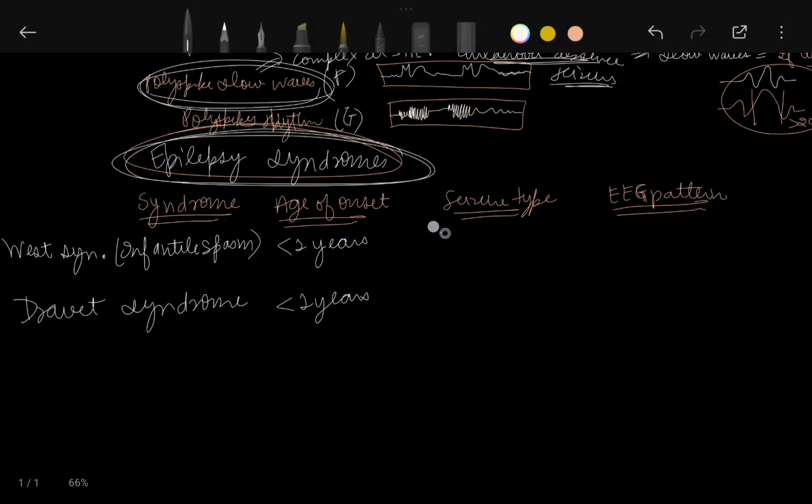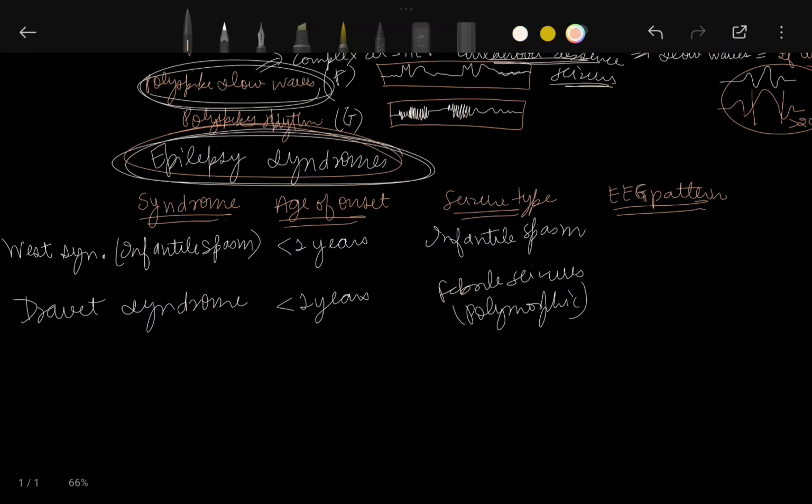The seizure type in West syndrome is infantile spasm. In Dravet, febrile seizures are seen, which are polymorphic. Now what is the EEG pattern in West syndrome?